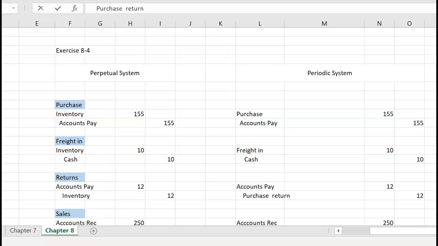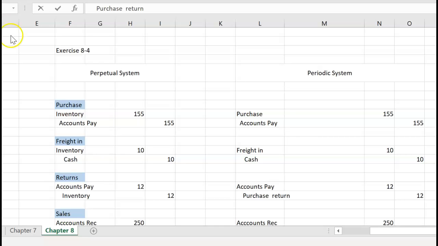I would now like to go over exercise 8-4, and it's actually recording journal entries using the perpetual and periodic inventory system, and they actually give us information to prepare the proper journal entries. The first we're going to review is the perpetual system, and the perpetual system actually gives us the balance of inventory and accounts receivable at any time.